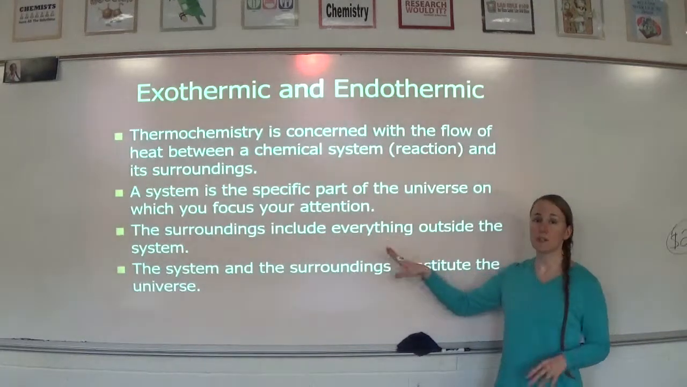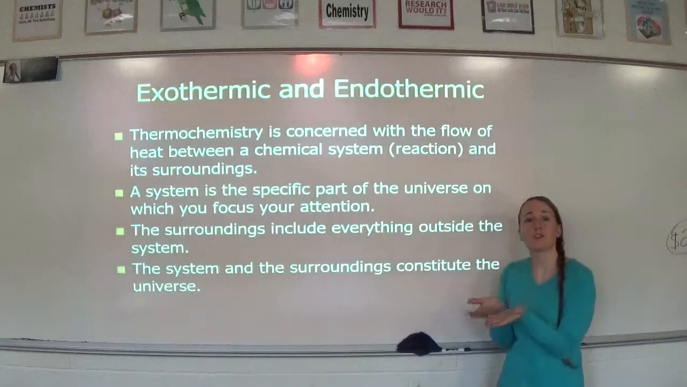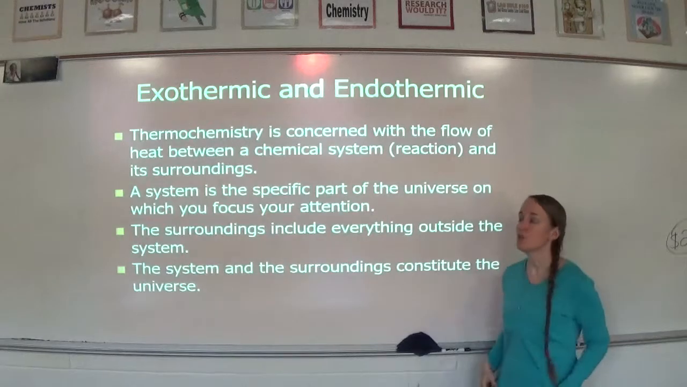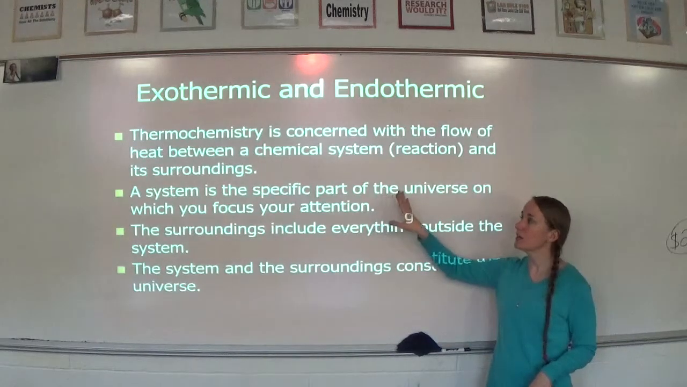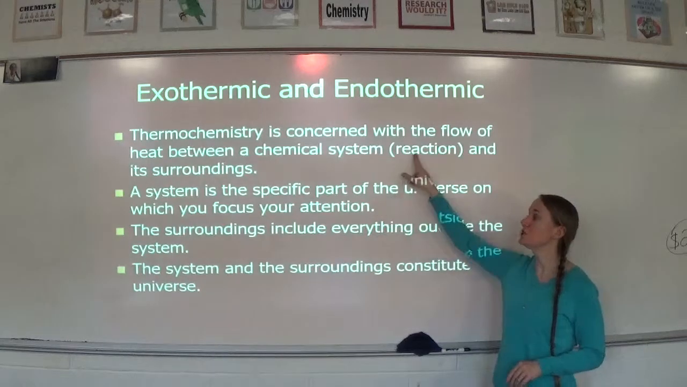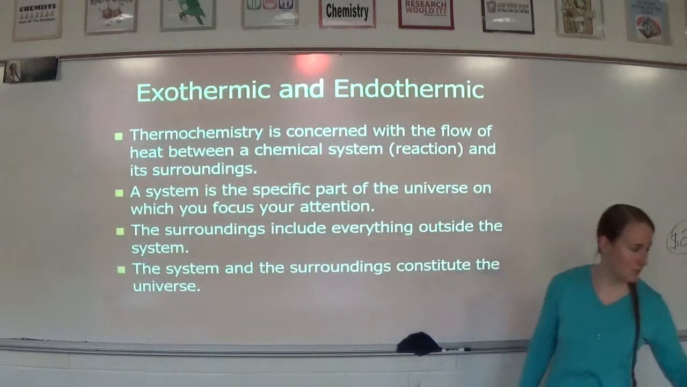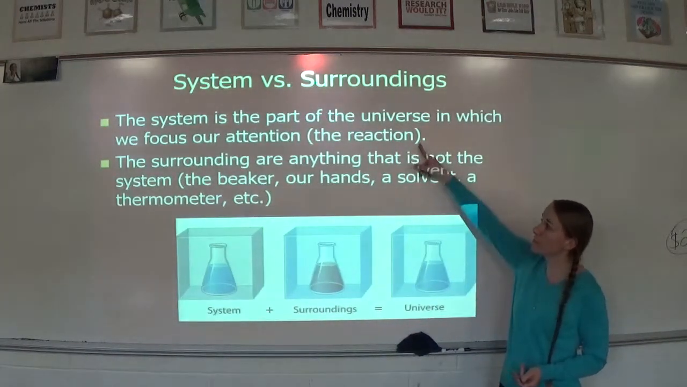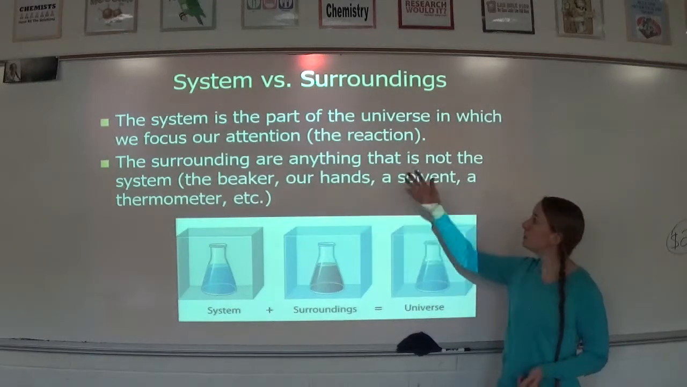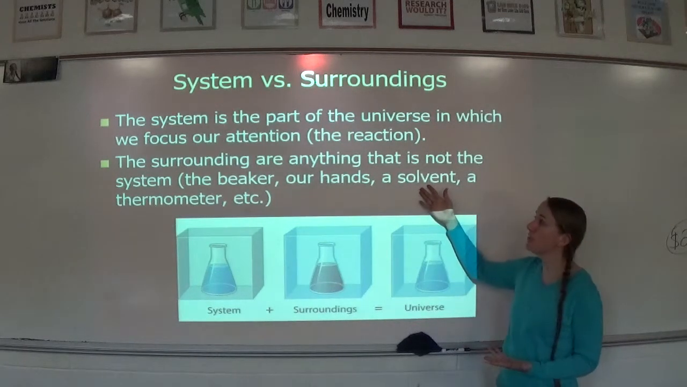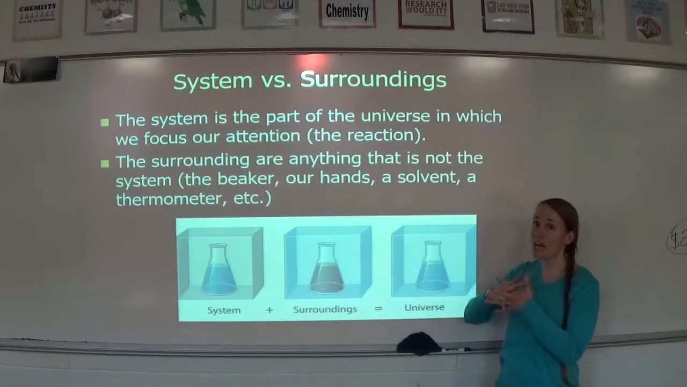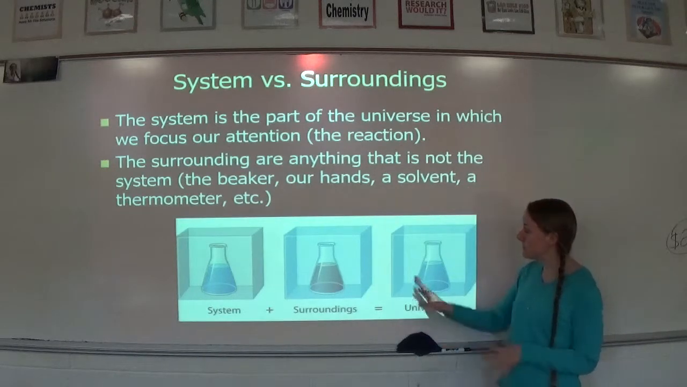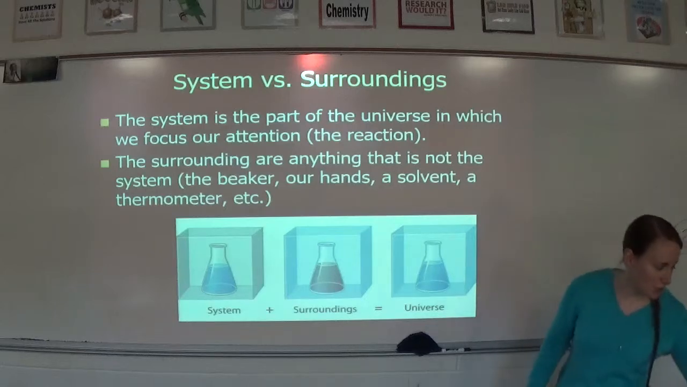Okay, so surroundings would include the air around your reaction, the beaker that the reaction is happening in, your hand if you touch the reaction, a thermometer if you put it in a reaction. Those are all surroundings. Okay, the only part of the world that's the system is your reaction. Okay, remember, system and surroundings make up the universe. So the system, like I said, is the part we focus on, which is the reaction, and the surroundings are everything else. Like I said, the beaker, our hands, a solvent. If the solvent itself is not involved in the reaction, then it is just considered surroundings. A thermometer, etc. Okay, so system and surroundings together then make up the universe, like I just said.